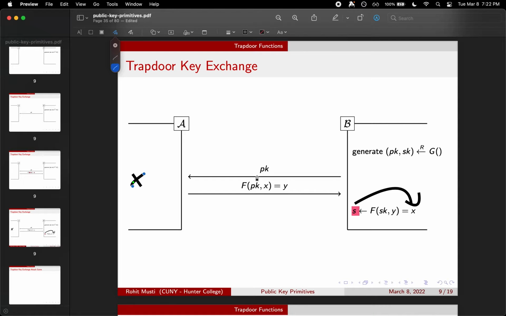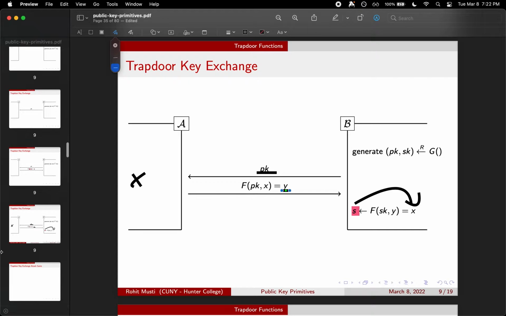And all the eavesdropper will know is the public key used to encrypt the secret with this trapdoor function and the output of that trapdoor function.